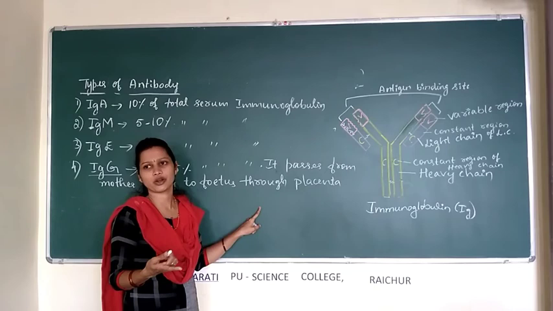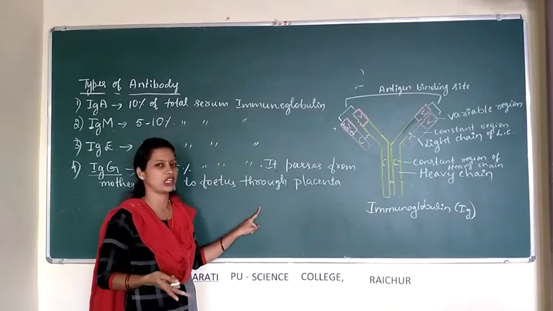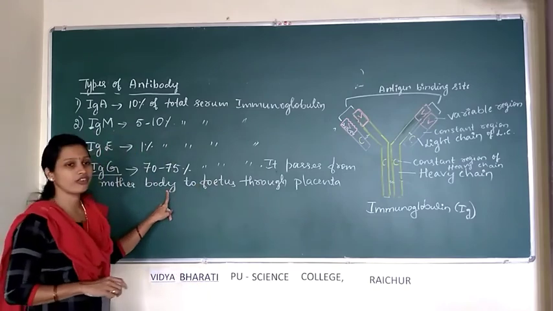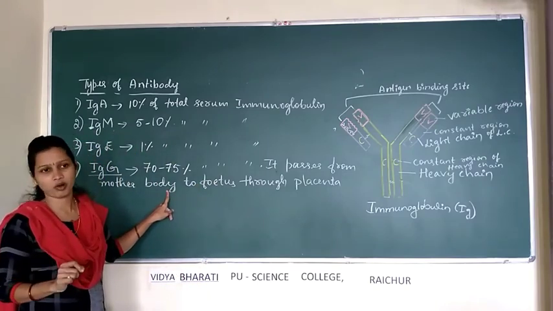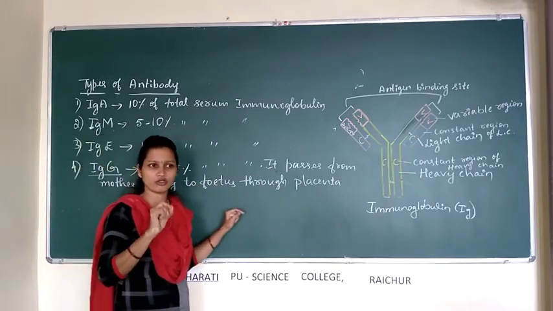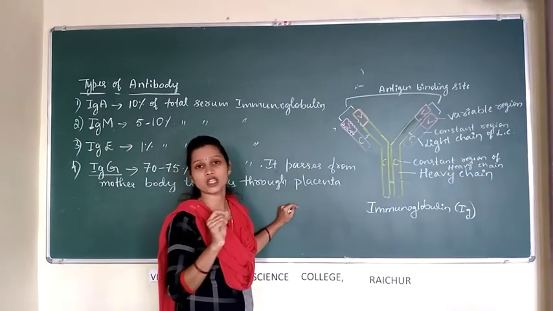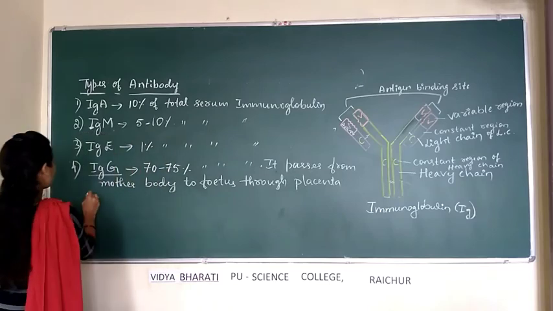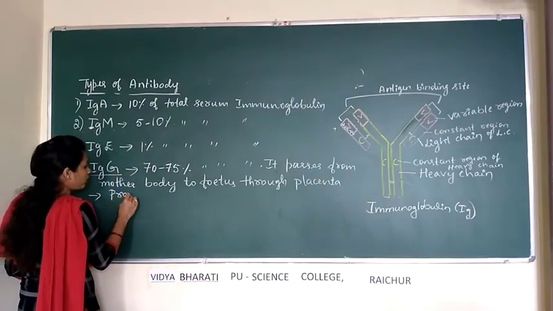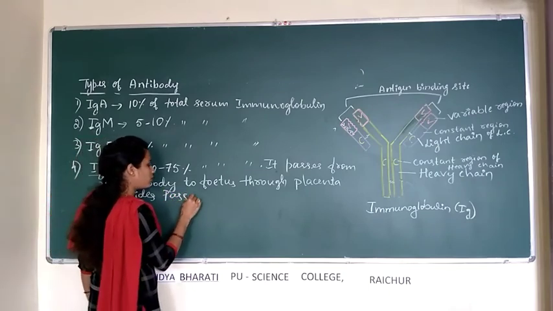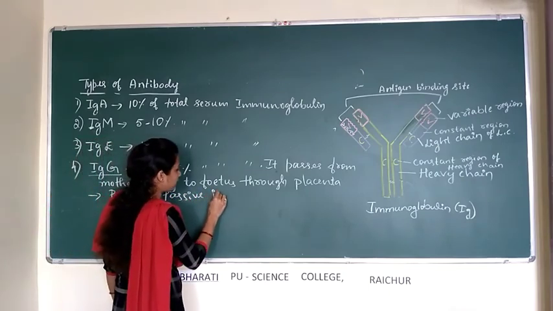In the next class we are going to study types of immunity, active and passive immunity. The transfer of IgG antibody from mother's body to the fetus through the placenta provides passive immunity. What is passive immunity? About that we are going to discuss in the next class.